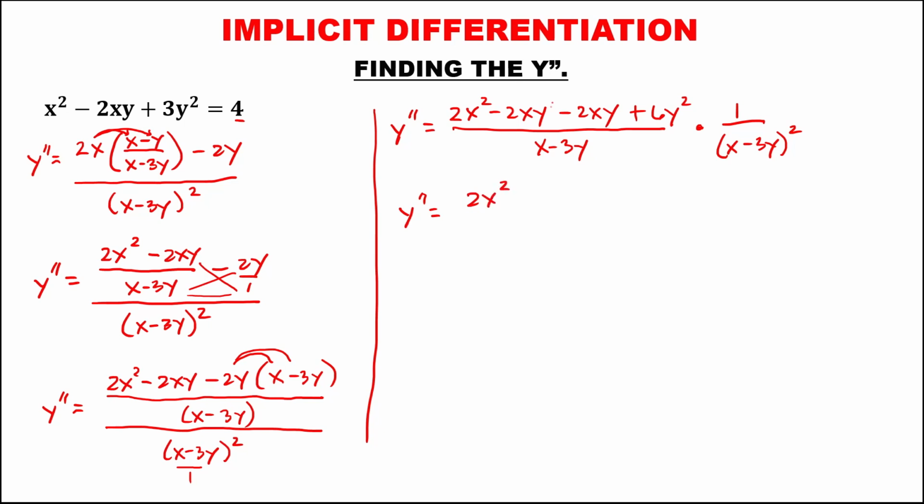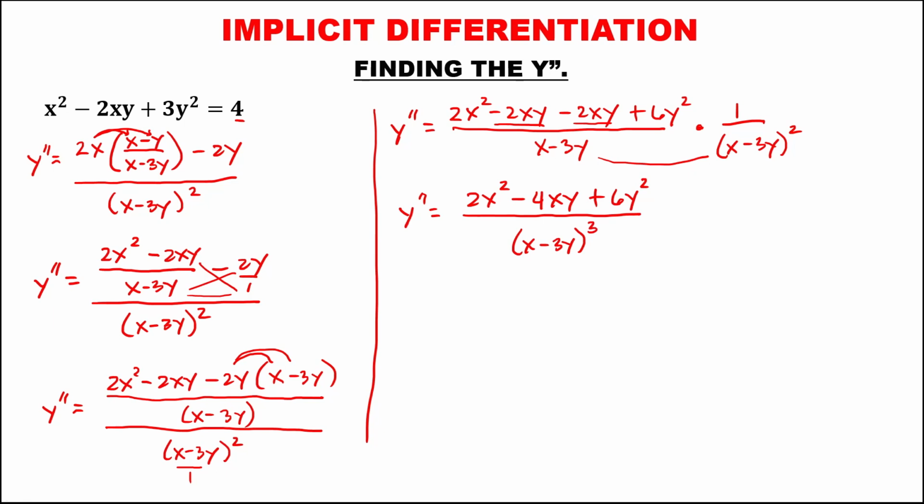Then this becomes 2x squared. Then this negative 2xy and negative 2xy. This is negative 4xy, then plus 6y to the power 2, then over. So this becomes x minus 3y quantity to the power 3.